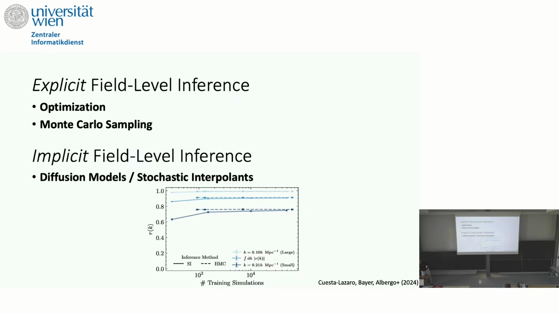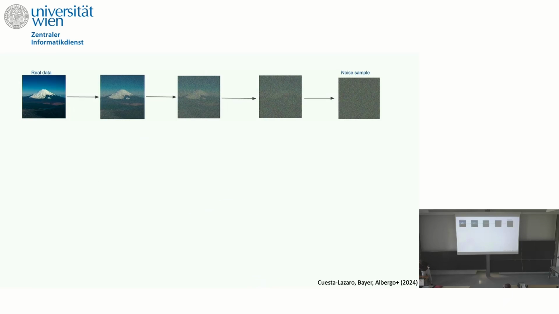But just to show you what a diffusion model is, in case you don't know, the idea is you have some images, for example, of a mountain or Mount Fuji. You add noise to it step by step until you end up with pure noise. And then the idea is to use a neural network to undo this noise. And so in the cosmological context, you're trying to go from the noisy initial conditions of the universe to, say, the final universe. So let's have a look at this in action.